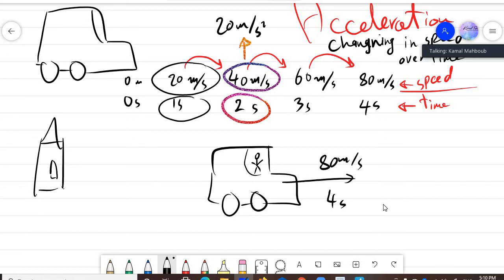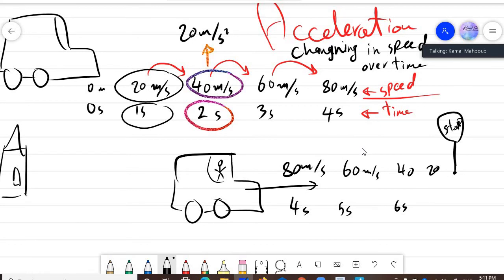What will he do? He'll push the brake, right? After 5 seconds, it becomes 60. Slowing down. After 6 seconds, 40, 20, 0, stop. He should stop, right? Now when he stops and goes back again, he slows down. That is also acceleration, guys, because it's changing his speed. Any change in speed, increase or decrease, both of them are acceleration. That is the meaning of acceleration, changing in speed over time.